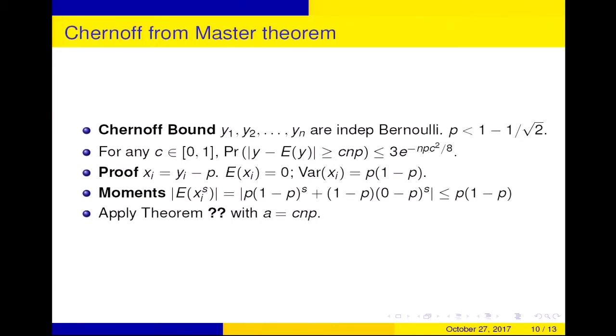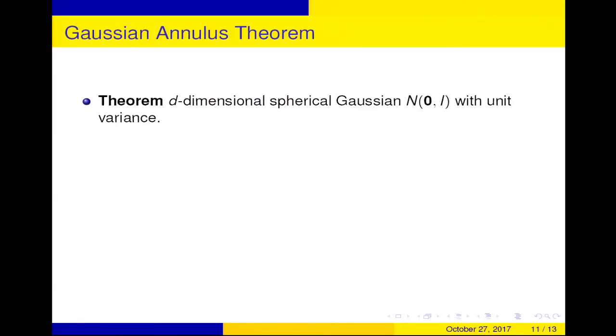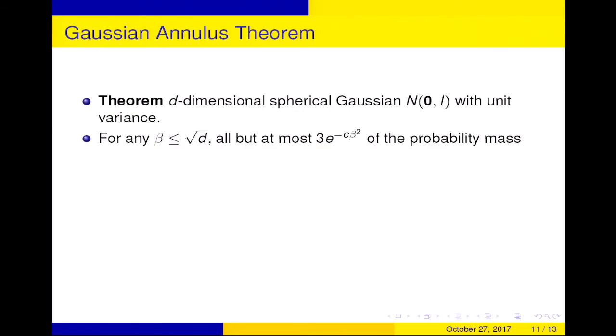Okay. Now, the next thing I'm going to do is the Gaussian annulus theorem. I'm going to state that first. The exponential moments also exist here, but I'm going to give you a proof just based on the moments, because the random variables are not bounded, right? They're Gaussians. They can go to infinity.